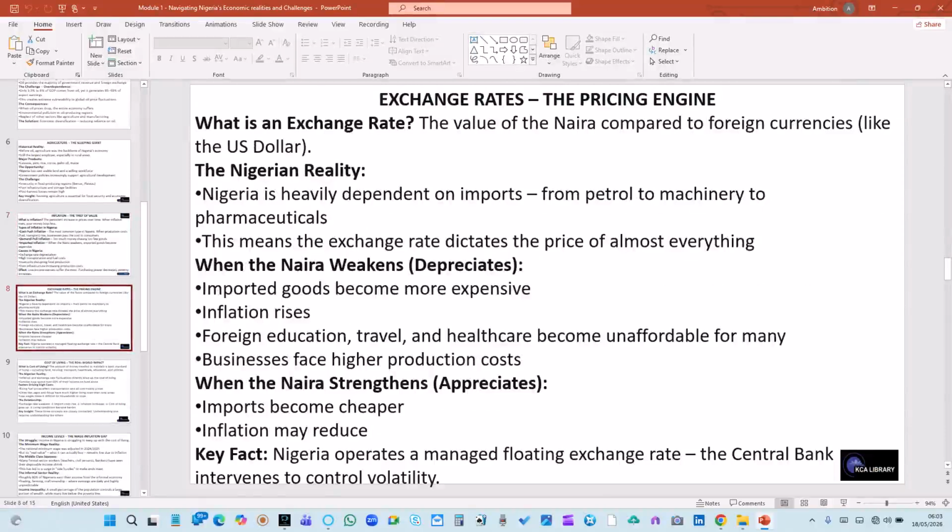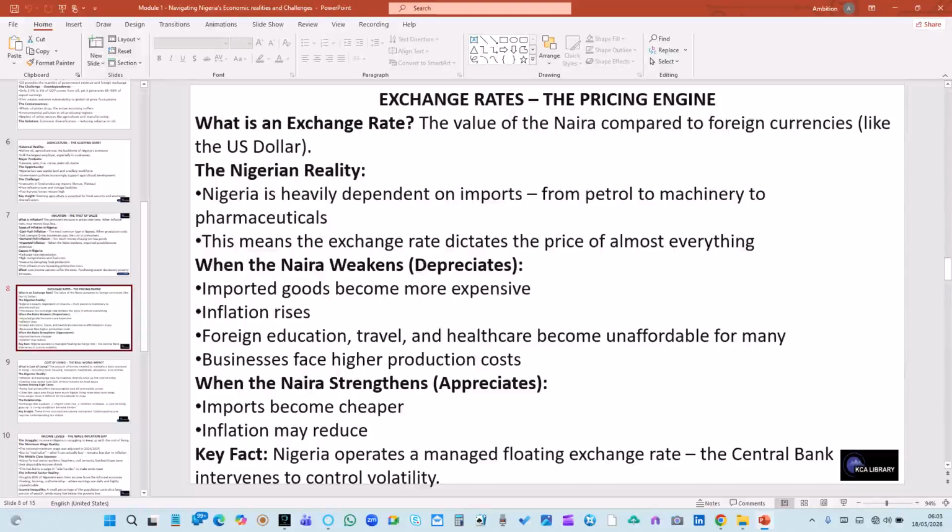What is exchange rate? Exchange rate is the value of the naira compared to foreign currency like that of the US dollar. The Nigerian reality is that Nigeria is heavily dependent on import. That is from petrol to machinery, even to pharmaceutical items. This means that exchange rate dictates the price of almost everything in Nigeria.